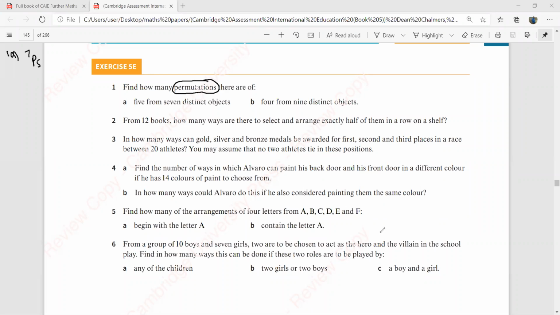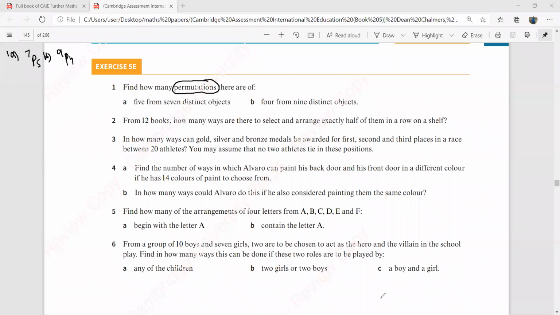Then it says 4 from 9 distinct objects. Can you now respond to this? 4 from 9. Yes, it is 9P4. So your 1B's answer is 9P4.